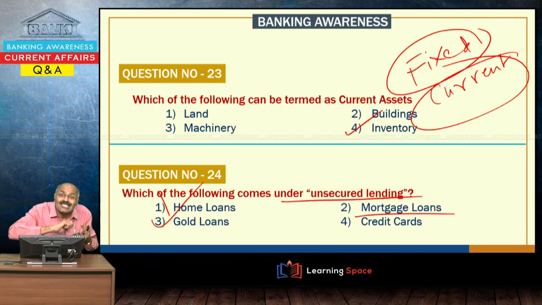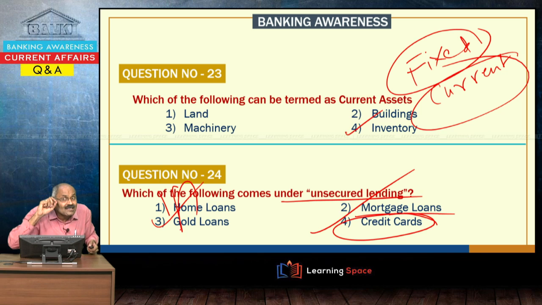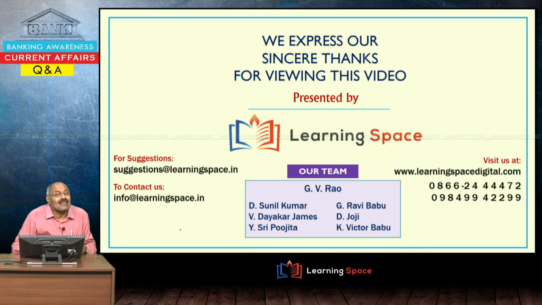So, by pledging my gold, I take a loan, but credit cards are unsecured lending. Personal loans are unsecured lending. Please remember in your mind, credit cards and personal loans are examples of unsecured lending.